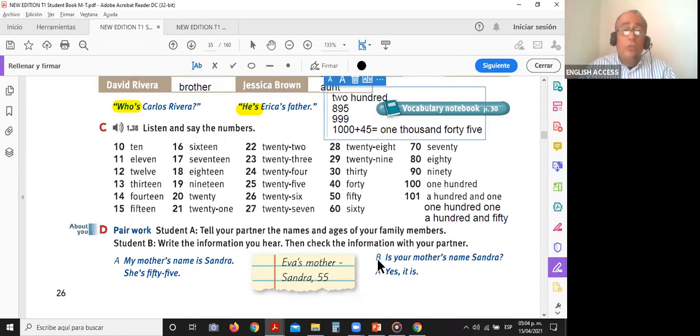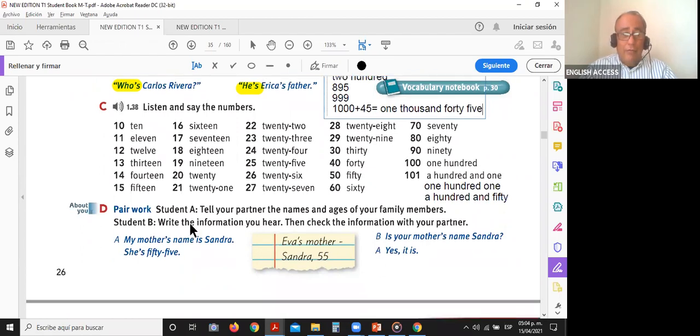So now let's go to the question that Fatima was asking about. It says in part D, student A, tell your partner the names and ages of your family members. For example, here it says, my mother's name is Sandra. She's 55. Okay? Student A says this. Student B says, is your mother's name Sandra? Yes, it is. And she is only saying the age. In this case, age means la edad.